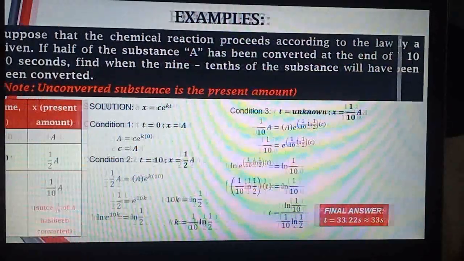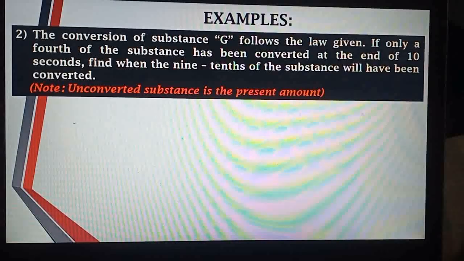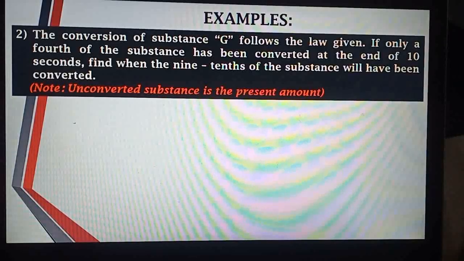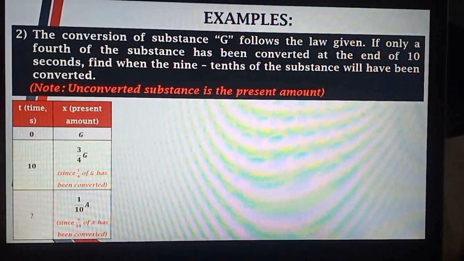Now going dun sa second example, our next example is the conversion of substance G follows the law given if only a fourth of the substance has been converted at the end of 10 seconds, find when the 9/10 of the substance will have been converted. Noted again that the unconverted substance is the present amount. So gagawin natin siya in table again.